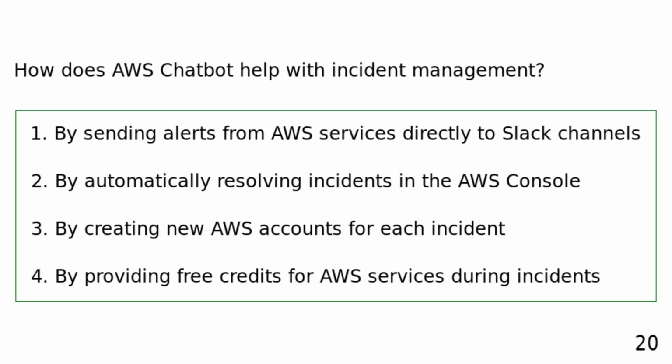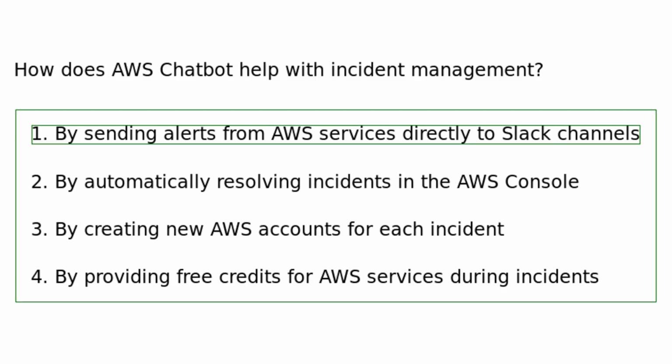How does AWS Chatbot help with incident management? By sending alerts from AWS services directly to Slack channels. By automatically resolving incidents in the AWS console. By creating new AWS accounts for each incident. By providing free credits for AWS services during incidents. AWS Chatbot assists with incident management by sending alerts from AWS services directly to specified Slack channels, enabling quicker response times.